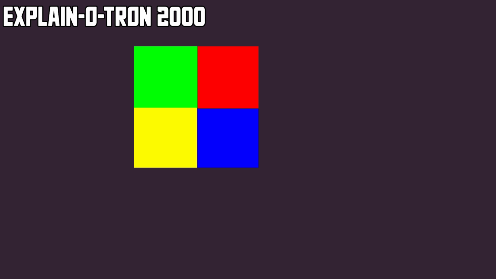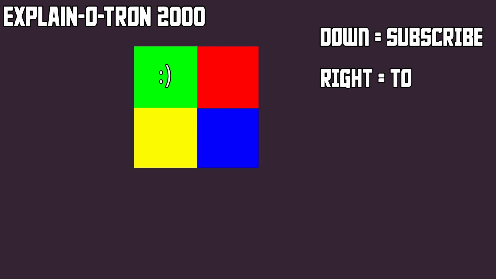Here's an example. Let's say we have four colors, green, red, blue, and yellow. We start on green. If we move down to yellow, let's say that prints the word subscribe. If we move it right, it prints two. Down, subscribe, right, two, up, spooter, left, code. So now that you know how it works, let's hop right into it.